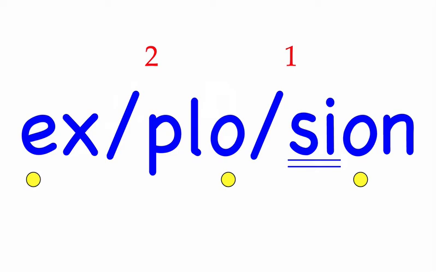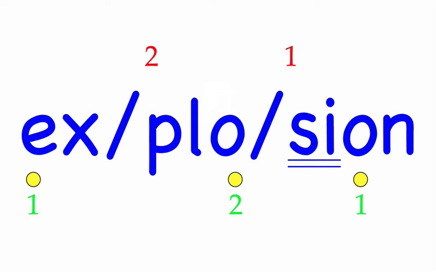Explosion. First, we look for teams. We look for letters representing their second sounds. We look for a silent E. Here, SI is a team representing its second sound, zh. Now we identify our vowel sounds. 3 vowel sounds, we have a 3-syllable word, and we therefore apply syllable division. Finally, we associate vowel group numbers with our vowel sounds. X, plo, zhun.